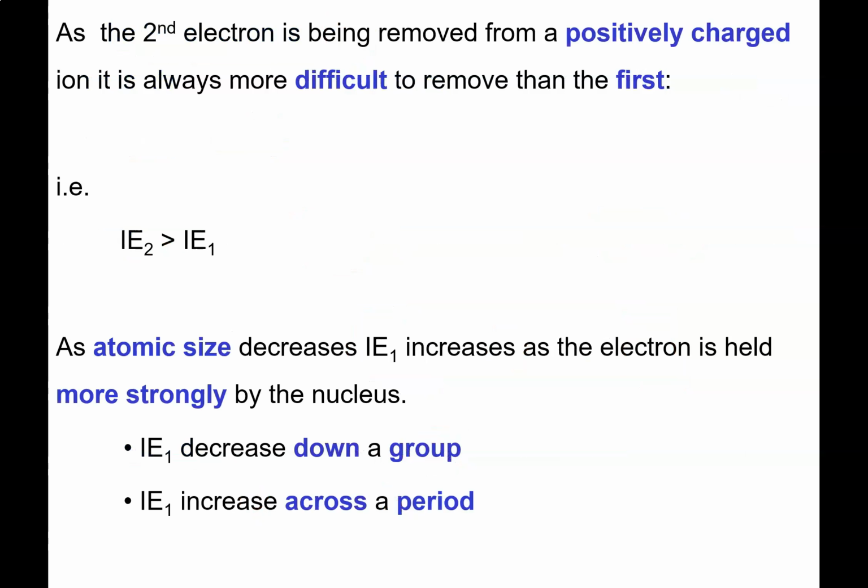What you'll find is that the second electron, because it's being removed from a positively charged cation, is always going to be more difficult to remove than the first. That is, IE2 will always be greater than IE1. And if we removed more and more electrons, that would be the case. IE3 will always take more energy than IE2, which will always take more energy than IE1, because that positive charge just keeps building up and up and up.